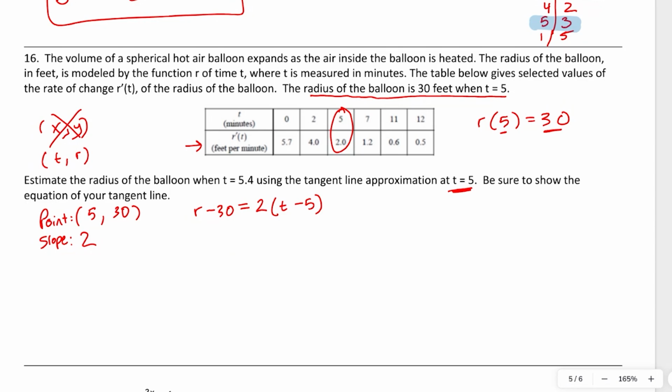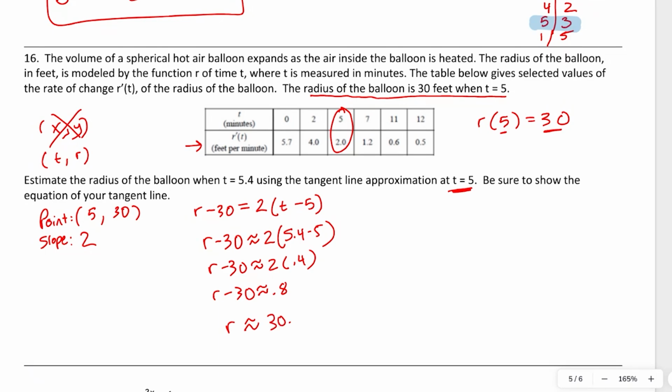We want to use this to approximate r when t is 5.4. So we're going to substitute 5.4 for t. And so we get r minus 30 equals 2 times (5.4 minus 5). And I guess at this point, we'll just say approximately. So 5.4 minus 5 is going to be 0.4. So r minus 30 is approximately 2 times 0.4. 2 times 0.4 is going to be 0.8. So r minus 30 is approximately 0.8. Add 30 to both sides. So r is approximately 30.8 feet.